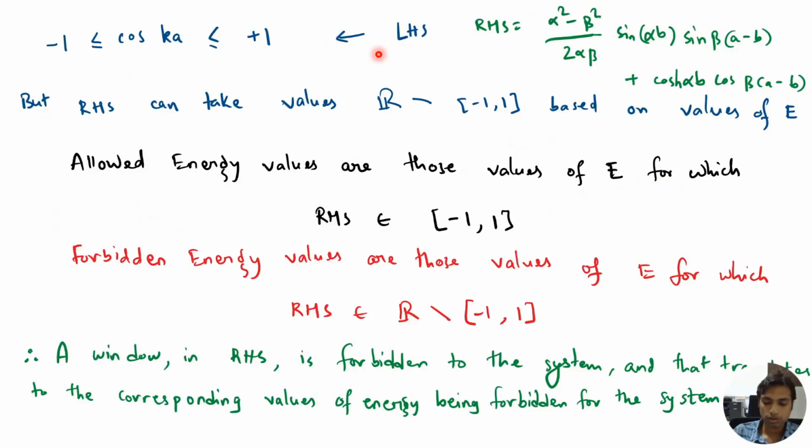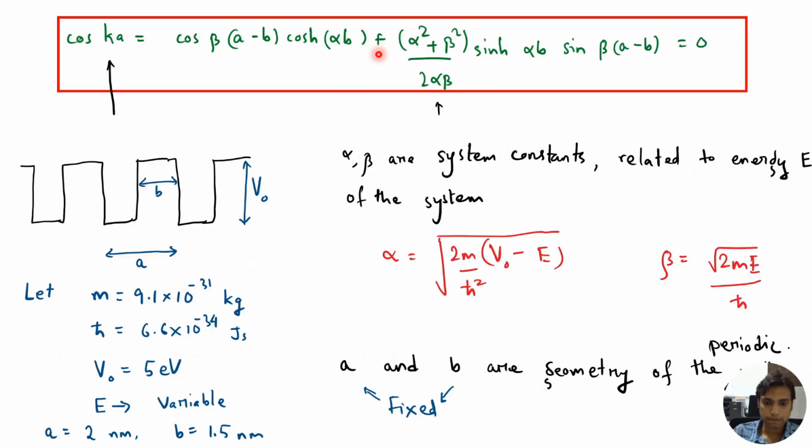Are A and B the geometry of the periodic function, is it? Yeah. So these are the geometry of the periodic function. Once you fix the periodicity of the potential, you cannot change it. What you can change is, you can look for what are the different allowed energies of the electrons. So for different energies, how does this look like?